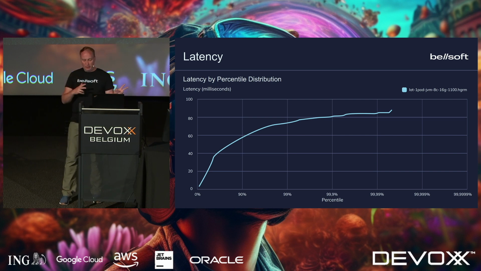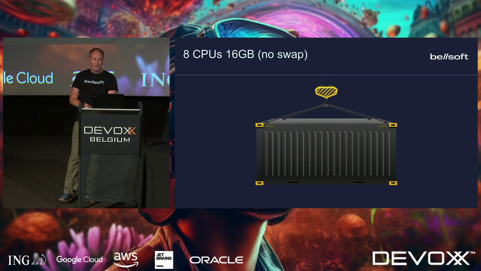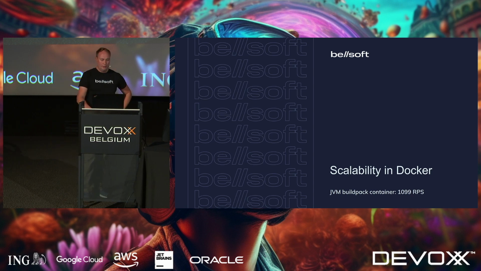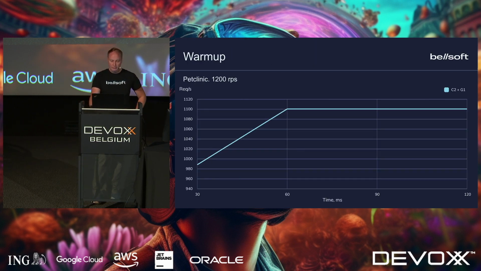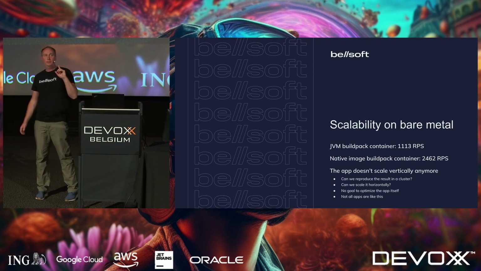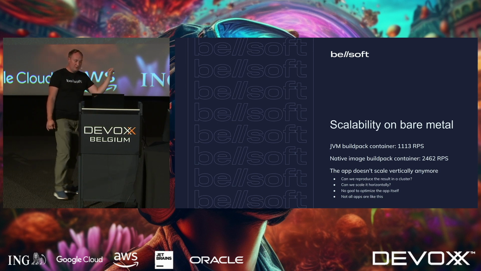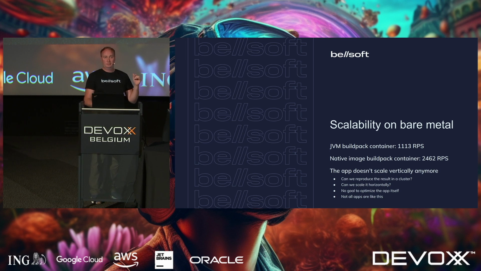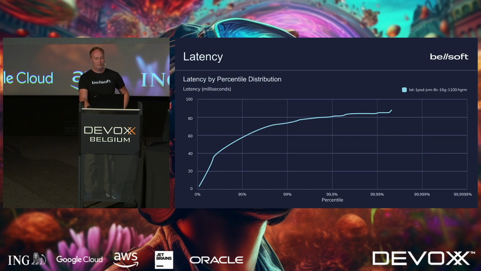So for our example here, we'll look at the 100 percentile. And as I said, we'll start with a bare metal run. And we had, I remember this number, 1,100 requests per second for a classical JVM. And surprisingly, or not surprisingly, native image is much better here. So we see 2,000 and almost 2,500 requests per second.